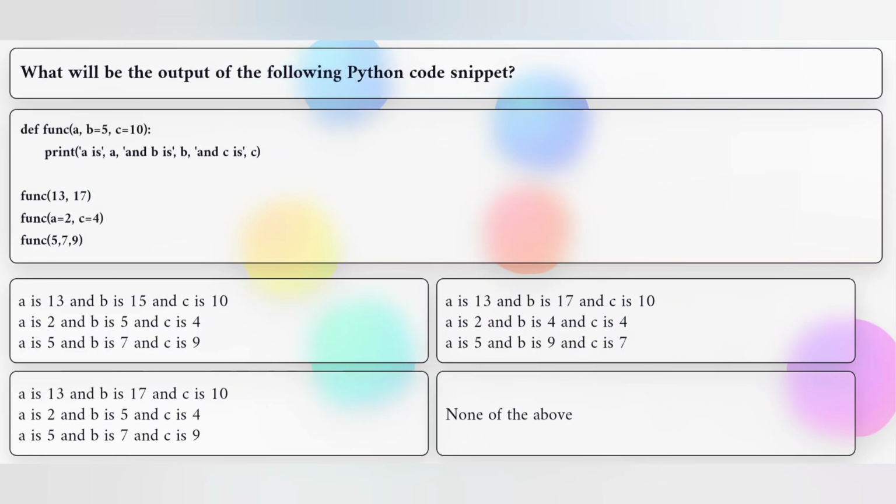Option B: a is 13 and b is 17 and c is 10, a is 2 and b is 4 and c is 4, a is 5 and b is 9 and c is 7. Option C: a is 13 and b is 17 and c is 10, a is 2 and b is 5 and c is 4, a is 5 and b is 7 and c is 9. None of the above.